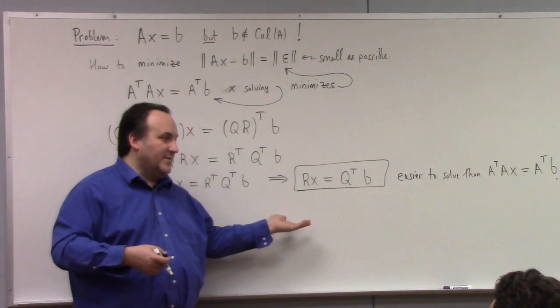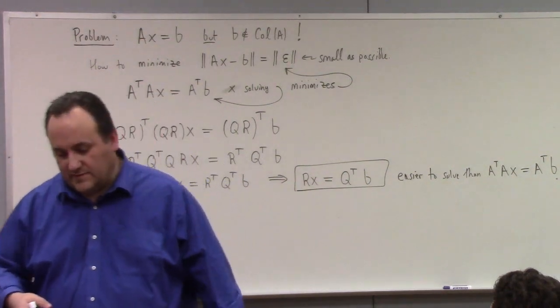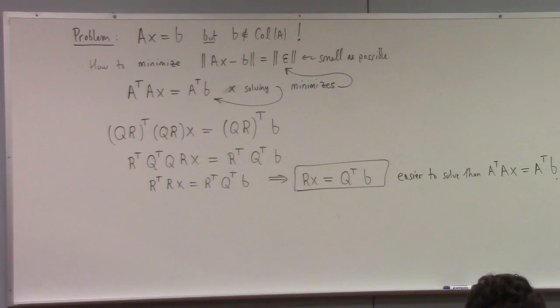So that's where the QR decomposition really shines, is it gives an elegant method to solve the least squares problem, which I'll have to explain next class. So, thanks guys.